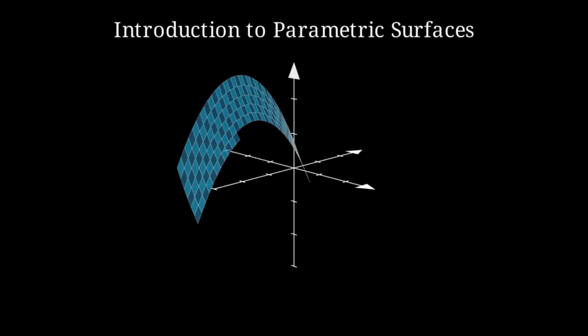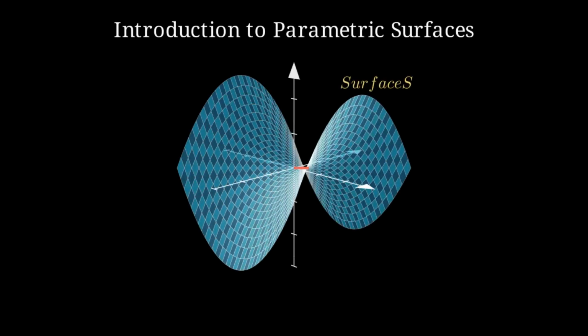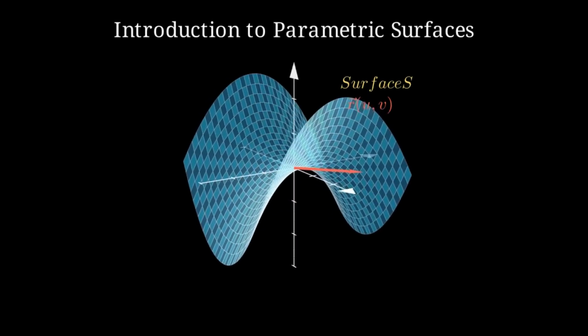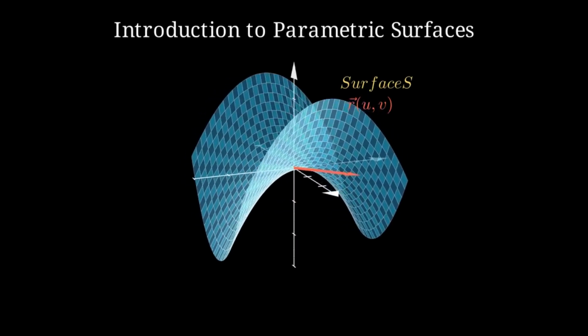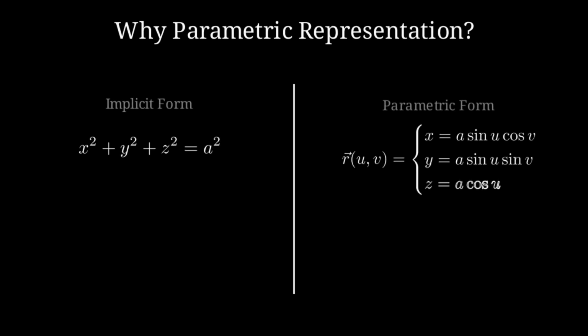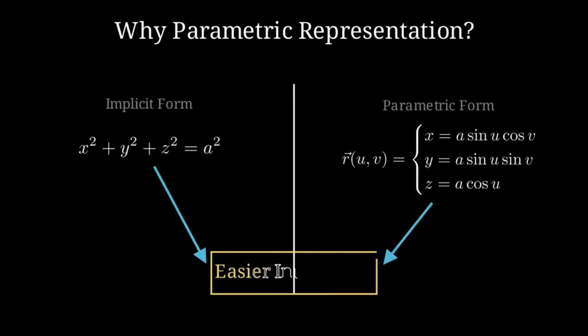In multivariable calculus, we often encounter surfaces defined by two parameters, u and v. Today, we will learn how to calculate the total area of these curved surfaces by using the power of double integrals and vector geometry. While some surfaces can be written as functions of x and y, parametric equations allow us to describe complex shapes like spheres, tori, and cylinders more easily.